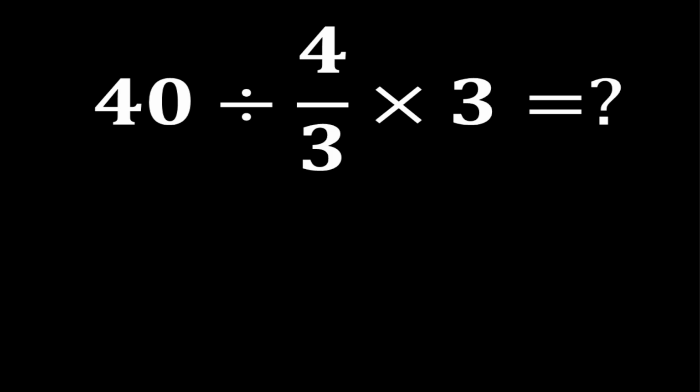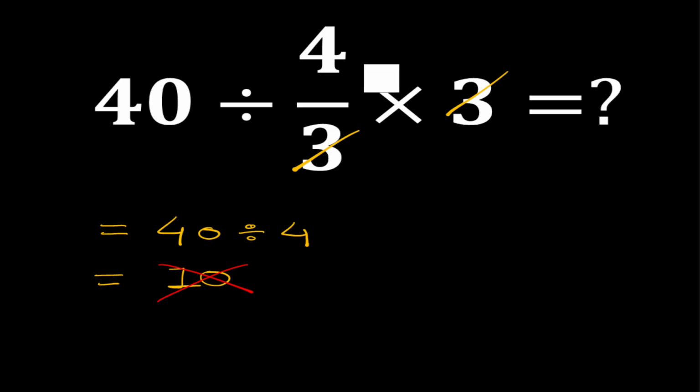So most people solve this question like this: cancel the 3 by 3, which is equal to 40 divided by 4. Now 40 divided by 4 is equal to 10, right? But this answer is not correct. This answer is completely wrong. So now let's solve this problem correctly by using the PEMDAS rule.